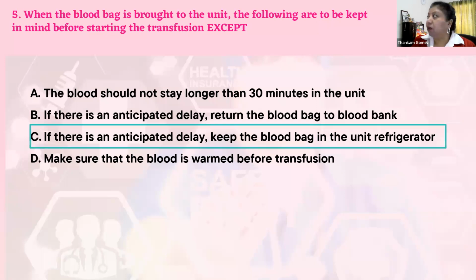Okay. Some of you got it correct. Very good. If there is an anticipated delay, keep the blood bag in the unit refrigerator, is a no, no, no. You cannot keep it in the unit refrigerator. It is not designed to keep the blood. So in case the blood has come and because of some reason you know that it is not to be given, you should make sure that you return it to the blood bank and tell them that you will get it again. So there has to be a policy around it. You cannot keep it in the refrigerator. This is very important.